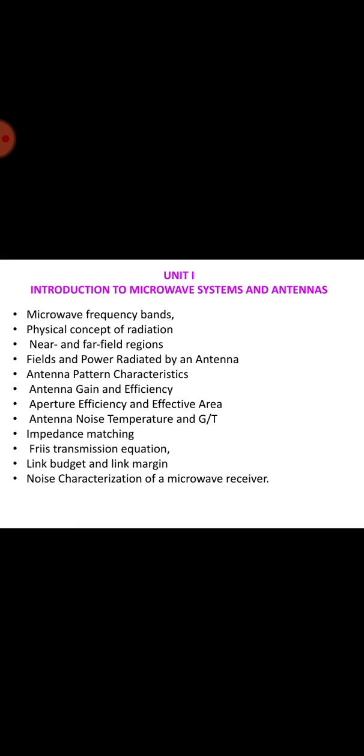Welcome to this presentation. In this module, let us have an insight into Unit 1 of Antenna and Microwave Engineering. Unit 1 deals with the following topics: microwave frequency bands, physical concept of radiation, near and far field regions, field and power radiated by an antenna, antenna pattern characteristics, antenna gain and efficiency, aperture efficiency and effective area, antenna noise temperature and G by T, impedance matching, Friis transmission equation, link budget and link margin, and noise characterization of microwave receiver.